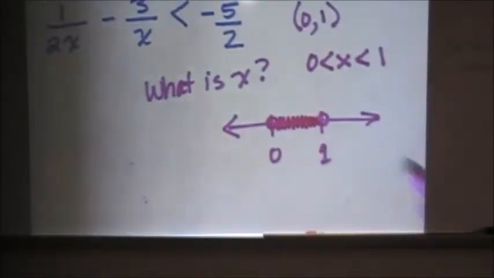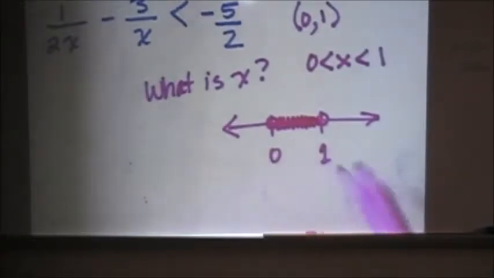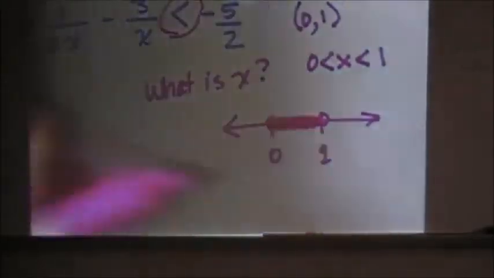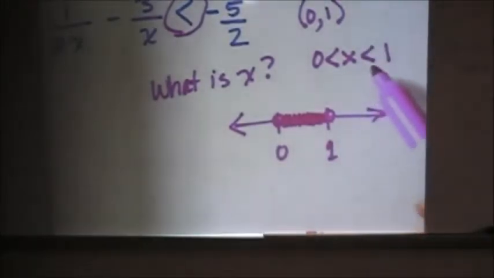Now, the reason these are open circles is because the 0 is an asymptote, so it's never going to touch that. And the 1, this sign says is less than. And right there at 1, the two things are equal. So it doesn't say less than or equal to, so it's not a bracket. It's not a bracket or a solid dot or a less than or equal to sign. It's actually open this time.